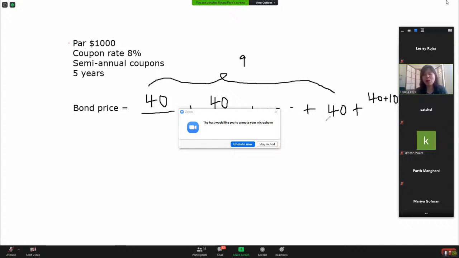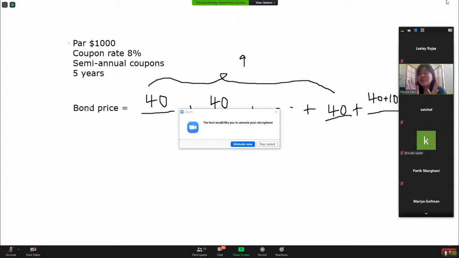But to calculate the bond price, you don't add all this money directly. Why not? Because these are future money, and the bond price is the present value, the price now. So you don't just add future values directly to calculate present value. That's against the time value of money concept we are learning.